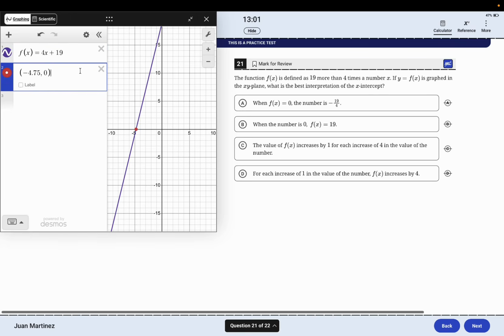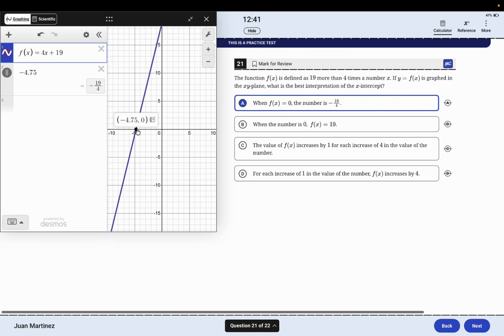What is the best interpretation of the x-intercept? So the x-intercept is this number right here. Change it to fraction form. So negative 19 over 4. So when y is 0, the number is, oh yeah, it's this one, right? Because we're essentially saying when y is 0, which is correct, right? When it crosses the x-intercept, that's when y is 0. The number is negative 19 over 4. So yeah, that's exactly what we got. So it's this one, A.